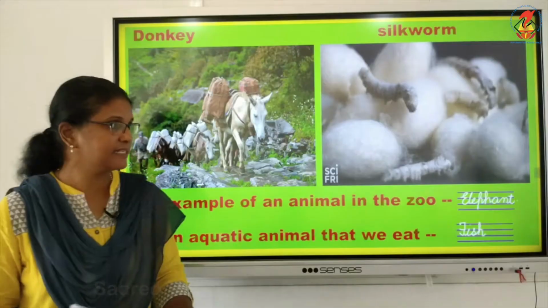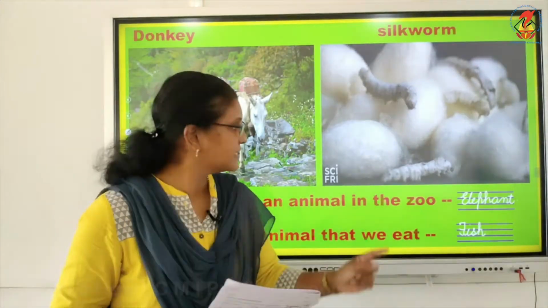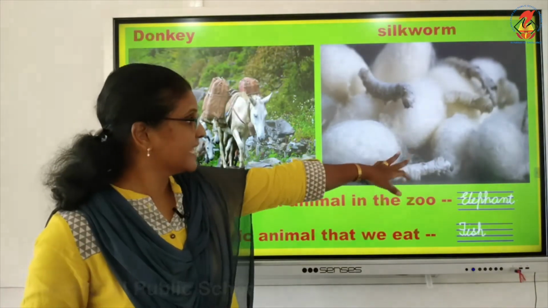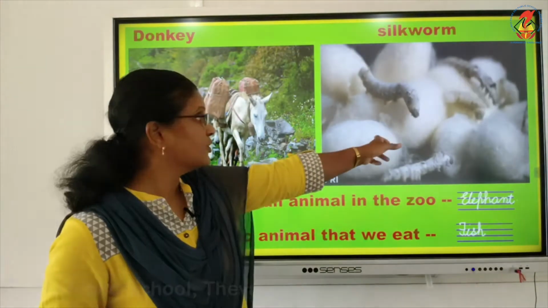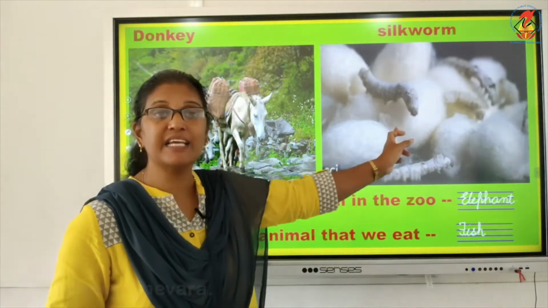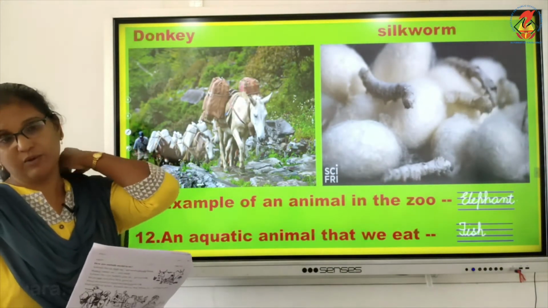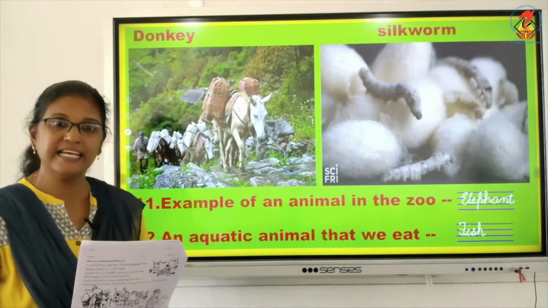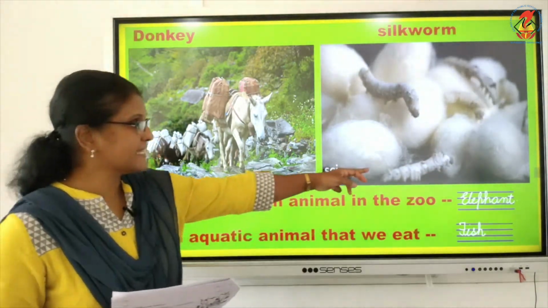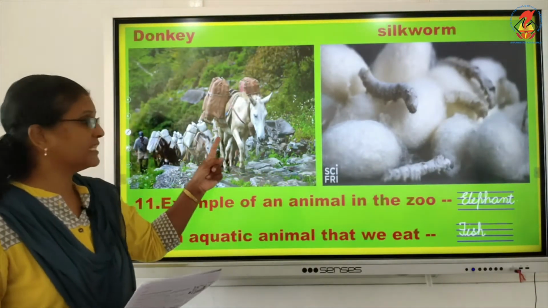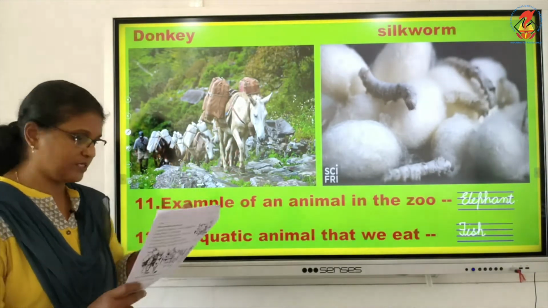In the previous slide, I was telling about the silkworm gives us silk. These are the silkworm. You can see it is giving us silk. Silk is the sari which your mama wears to a party. Silk sari, right? All of you know that. Silk is given by the silkworms and the donkeys are carrying the loads.